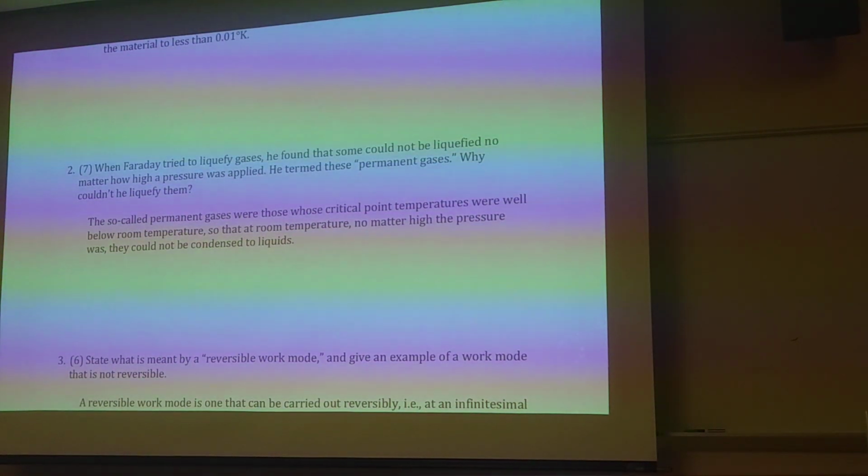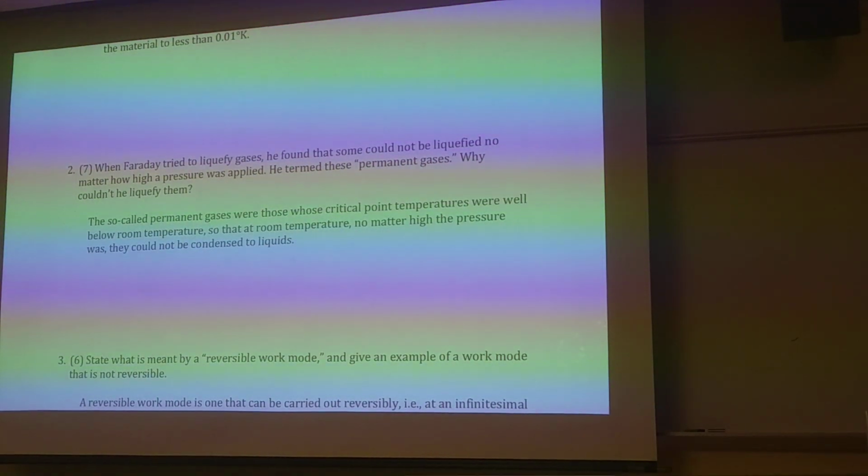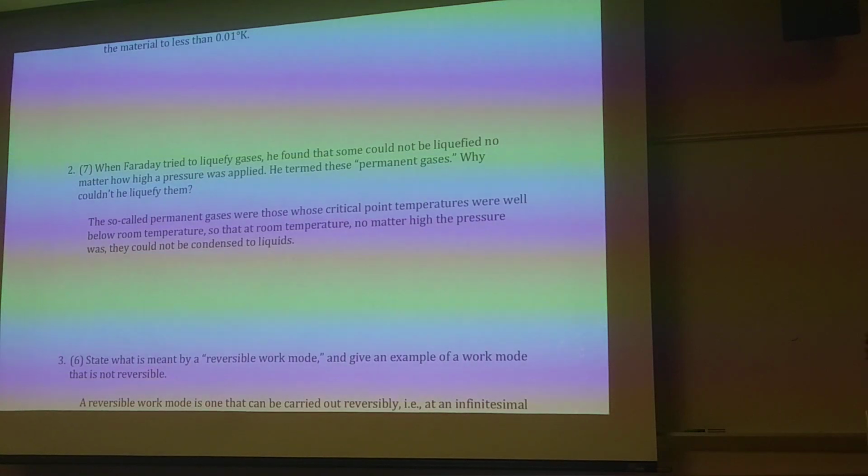The second one, you're asked here, when Faraday tried to liquefy gases, he found that some could not be liquefied no matter how high the pressure was, and he termed these permanent gases. Why wasn't he able to liquefy them? Well, it's because the room temperature at which he was attempting to apply the high pressure was above the critical point temperature. So there is no liquid at temperatures above the critical point temperature. So no matter how high a pressure you could apply, there's no chance ever that you could get a liquid out of it.